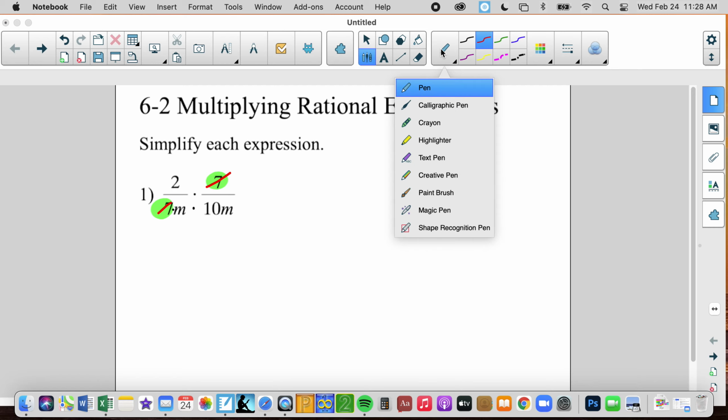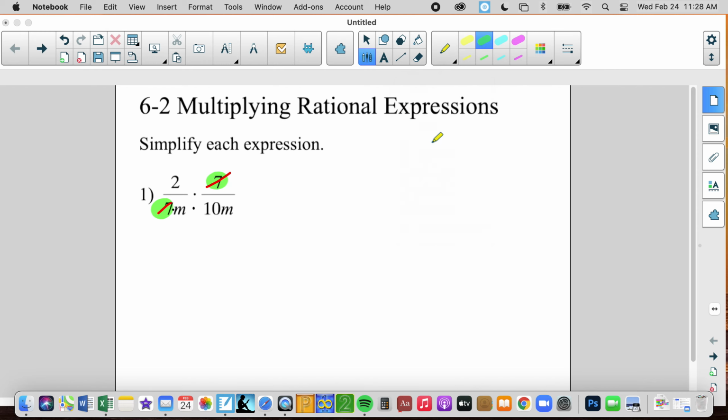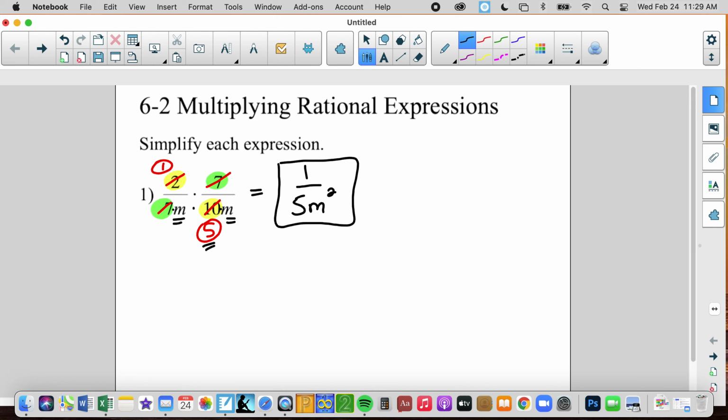I see I have a 2 and a 10, and that 10 is multiplying the m, so I can absolutely cancel it. And what goes into 2 and 10? 2. 2 goes into 2 once, 2 goes into 10 5 times, and now I'm done. What am I left with in the numerator? I'm left with a 1. What am I left with in the denominator? I have an m here, an m here, and a 5. So that gives me 5m squared. That would be the fraction.